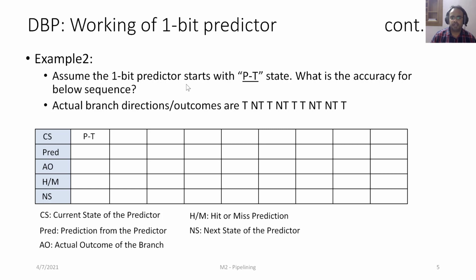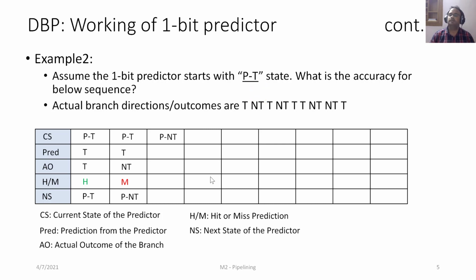So the current state, the initial state, is predict taken. So we'll predict taken, and the very first time we look up the actual branch outcome, it is taken. So it is a hit, and so we continue to be in the predict taken state. The second time when we look up, it will predict taken, but the actual branch outcome is not taken. So we see a mismatch. So we shift the state to PNT.